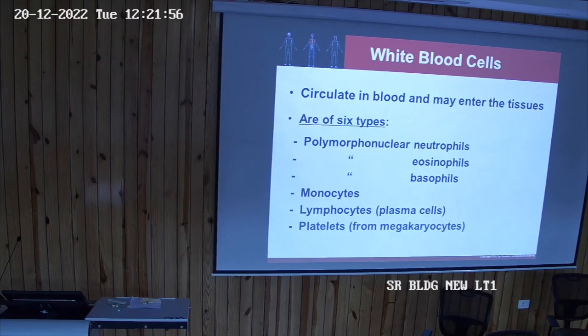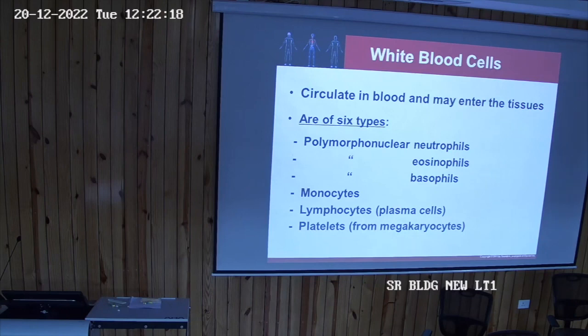Granules are present. So how will you come to know that these granules are present in this particular type of cells? This was done or studied by Romanowski. And with the help of this particular stain, he was able to identify the different types of WBCs, on the basis of the content of the stain.